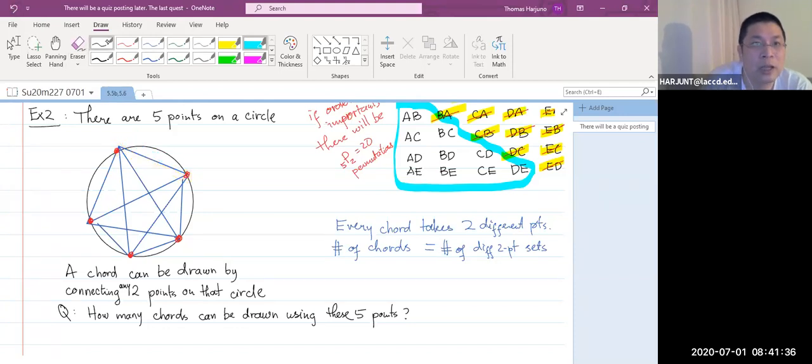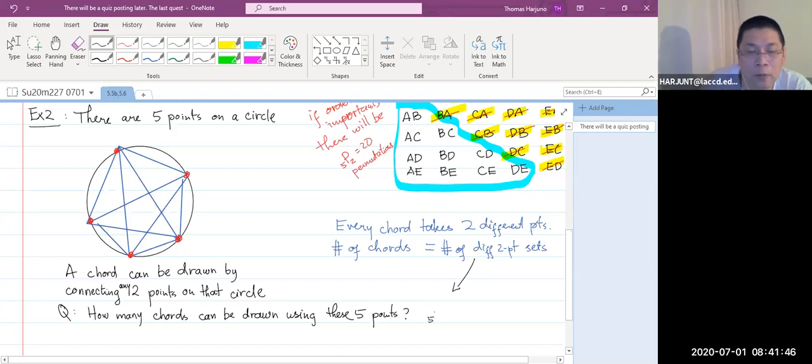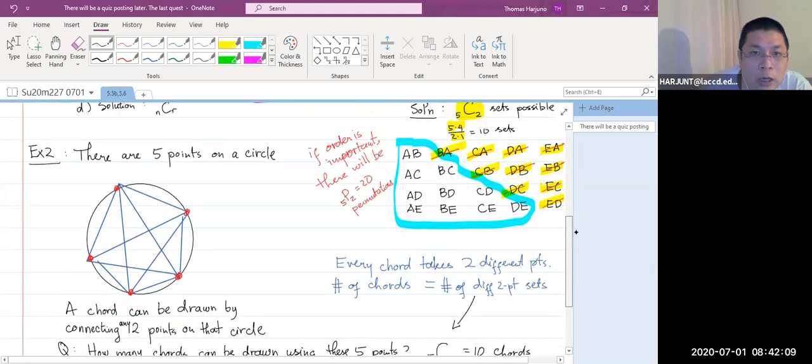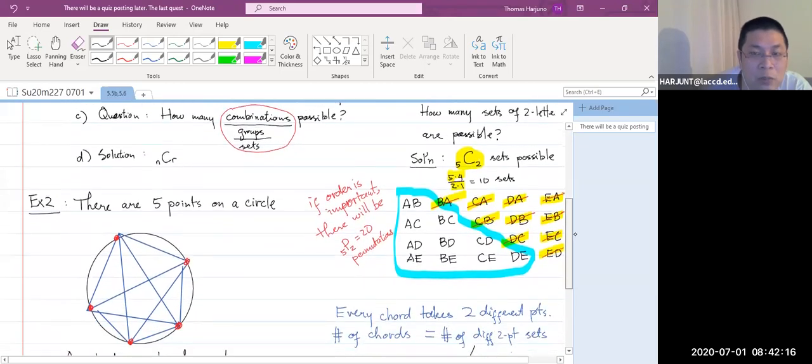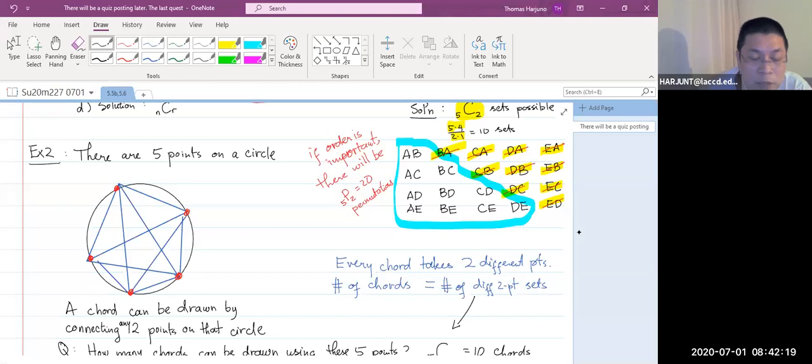Now, with that said, how many chords can we create, how many different 2-point sets can we create? That will be, from 5 points, do combination 2, or 5 choose 2. Then you will get 10 different chords. So I hope you see that the questions A, B, C, D, E, in part A, you select 2 letters, how many sets possible? Even though the question seems very, very different from this example 2, the underlying concept is exactly the same.